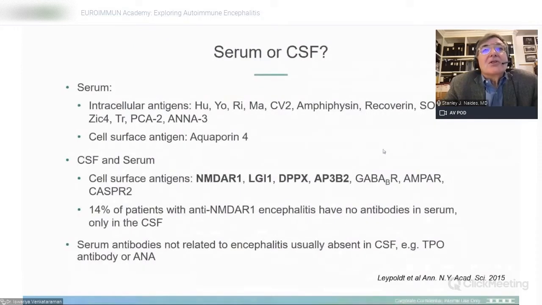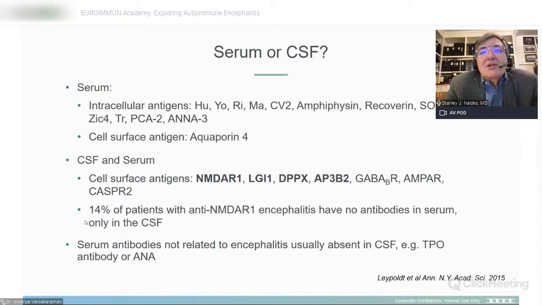Next slide. So, as I noticed in the chat, there was a question, serum or CSF. Many of the intracellular antigens are more biomarkers than pathogenic in themselves, although they are targets for cytotoxic T cells, and these can often be identified in serum. But for the antibodies we looked at today, it's recommended that we use both CSF and serum, as Dr. Piquet points out, because these are surface antigens. These are pathogenic. And we have learned from NMDAR encephalitis that whilst this antibody can be found in serum, in about 14% of cases, it's only found in the CSF. So it's important to look at both CSF and serum.